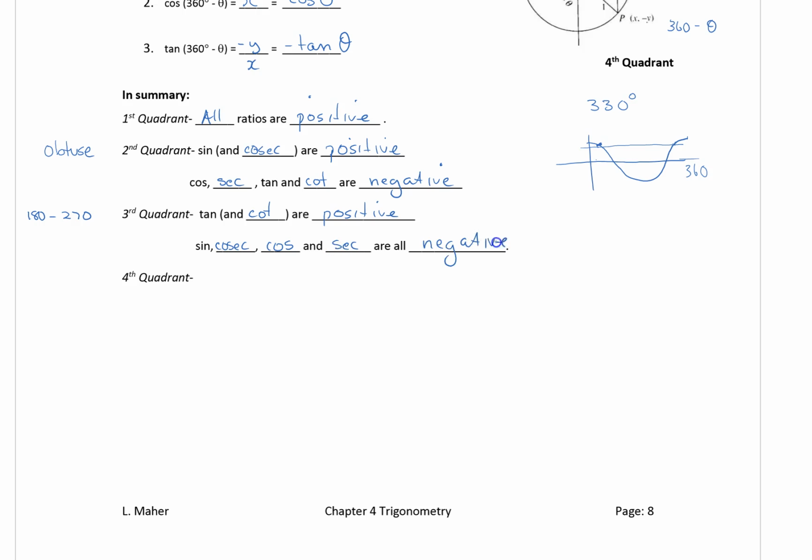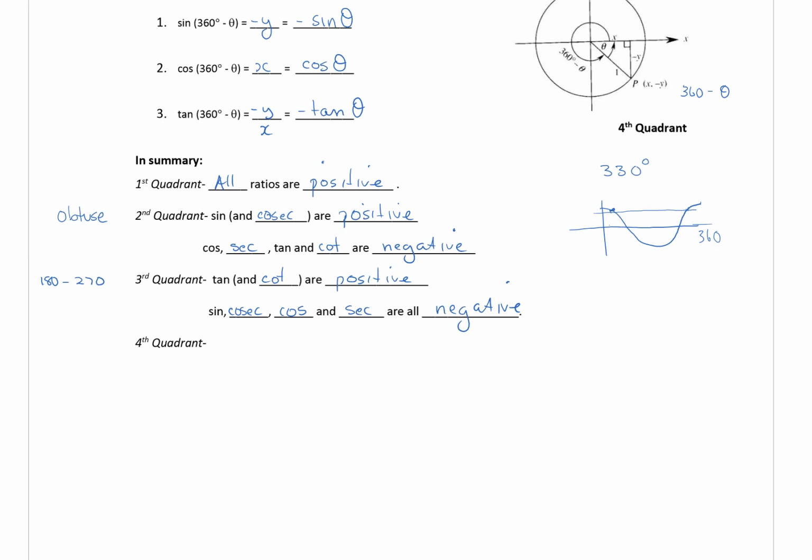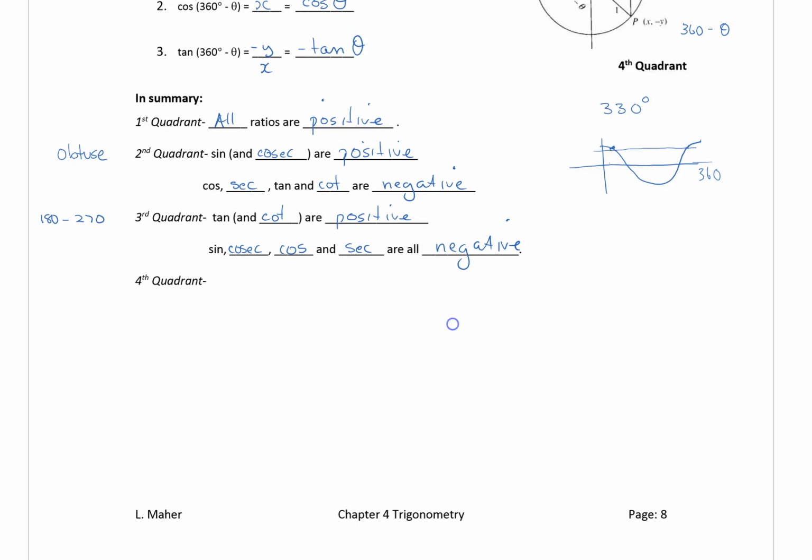Then in the fourth quadrant, the two that were positive are cos and sec are positive, where your sine, cosec, tan and cot are all negative.